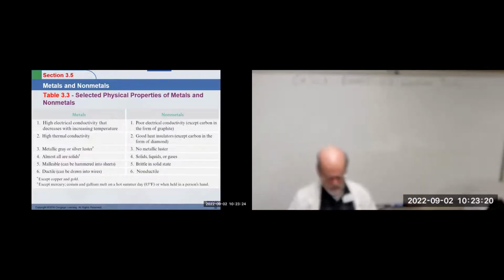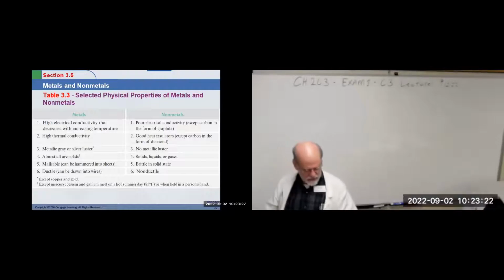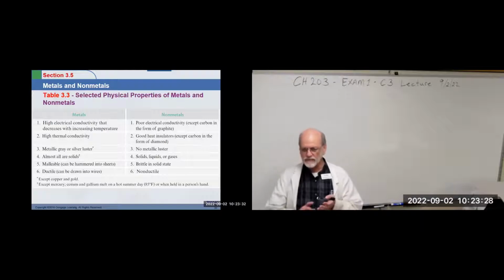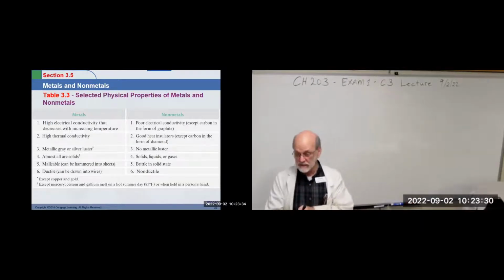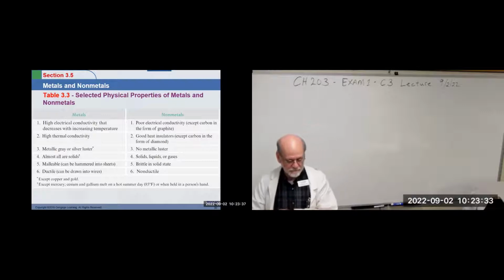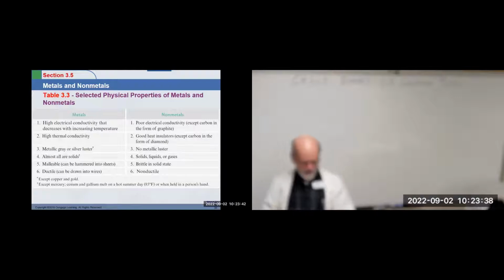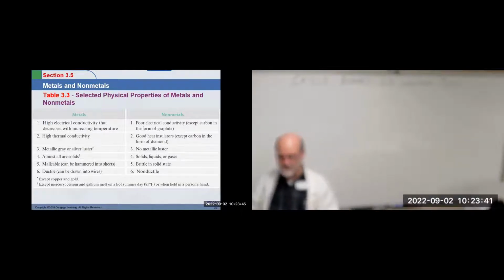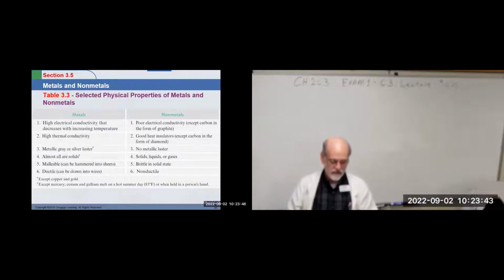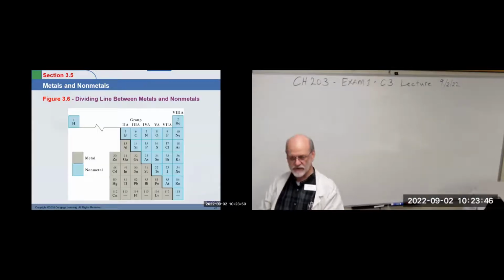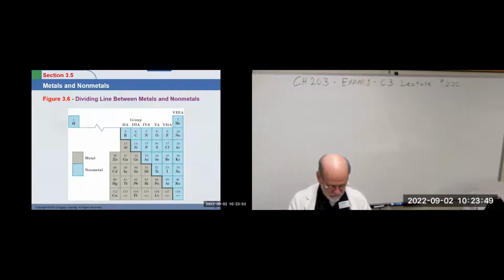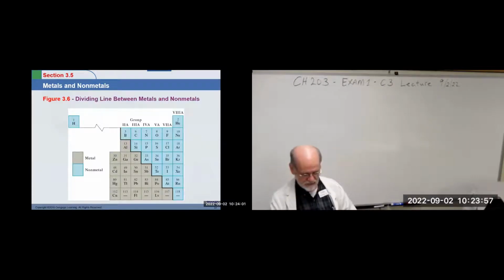Okay, here we've got nonmetals. And ductile is mentioned also for metals. So nonmetals have poor electrical and thermal conductivity, so that makes them insulators. They don't have luster. They can be any one of the phases, and the solid states are usually brittle and non-ductile. You can't stretch them. All right, so there's the dividing line between metals and nonmetals.